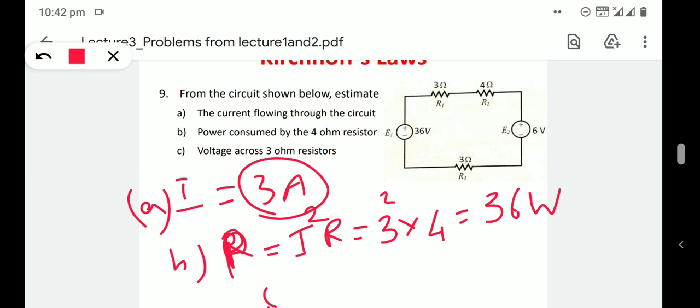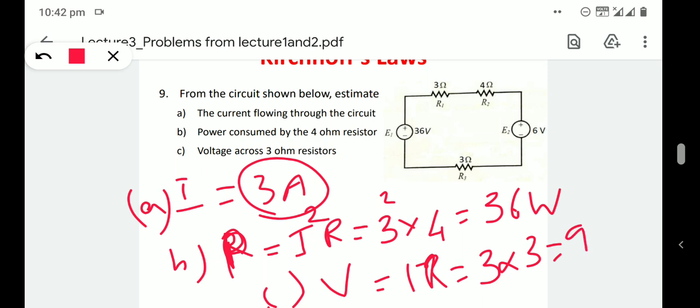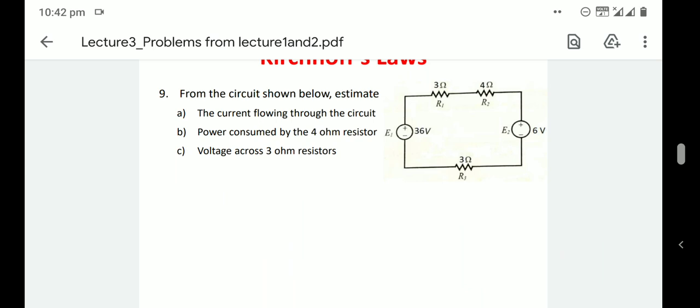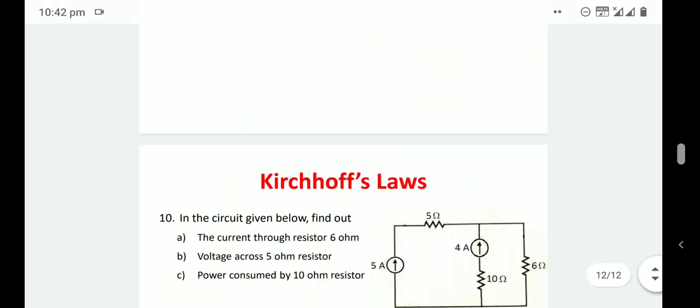Then C, the voltage across the 3 ohm resistance. We know that voltage is equal to I into R. I is 3 ampere, resistance is 3. So 3 into 3, 9 volt is the voltage. Then the last question.